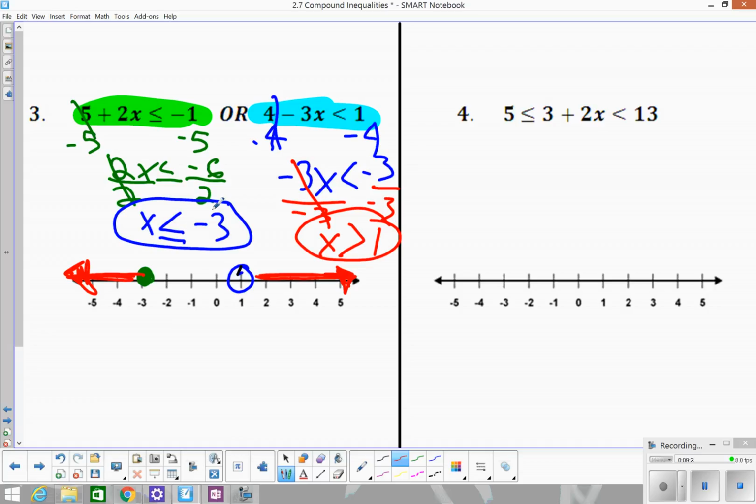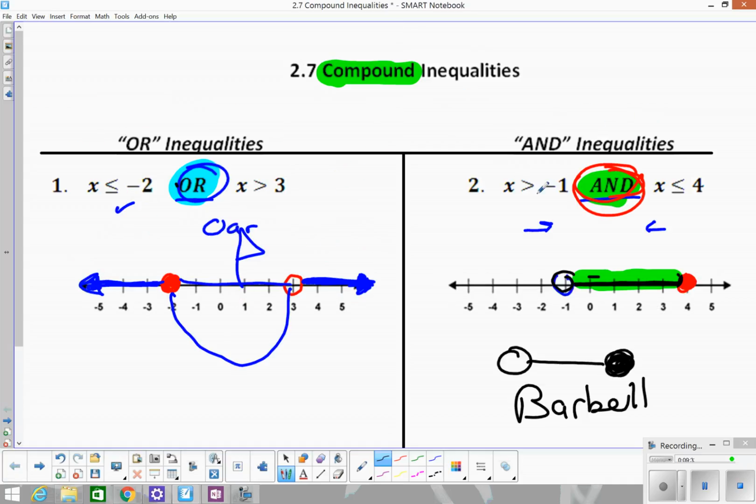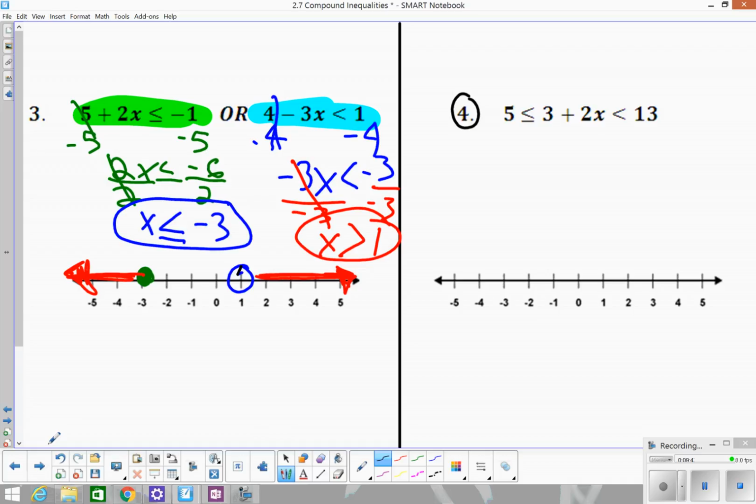Good, now, if I just look at number 4, it looks different than what I originally gave you, right? Now, an inequality can have an AND word attached, or it could look like something like number 4, where you have 2 inequalities with your x somewhere in the middle of those inequalities.